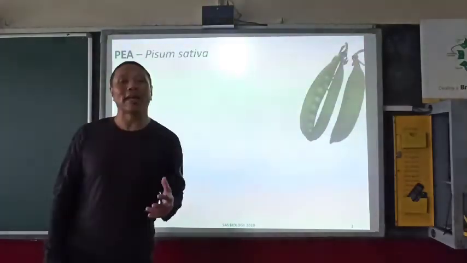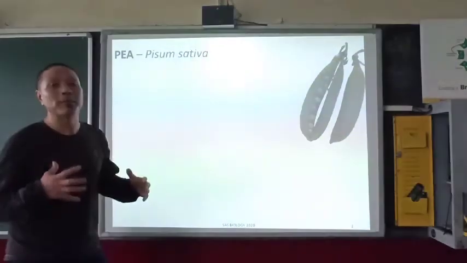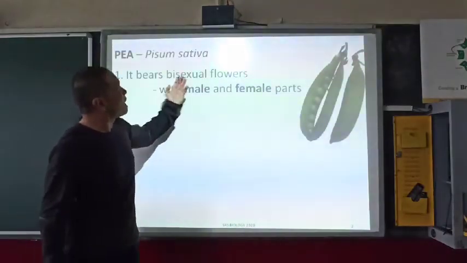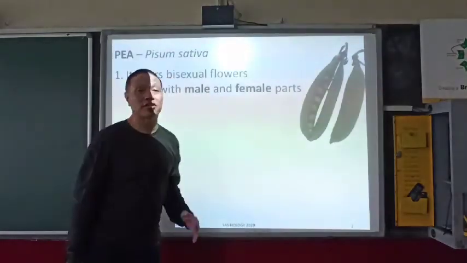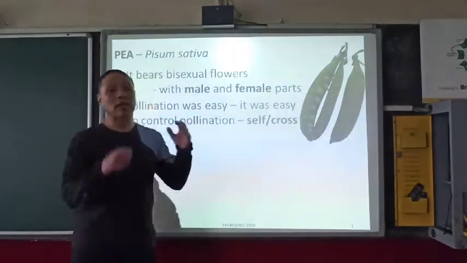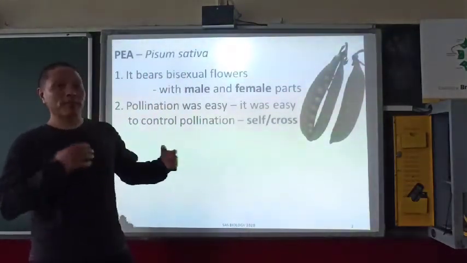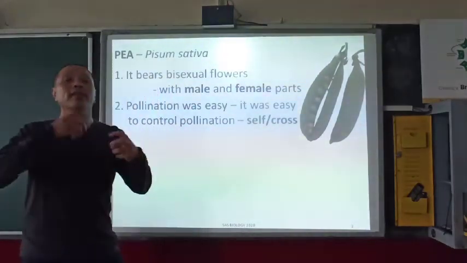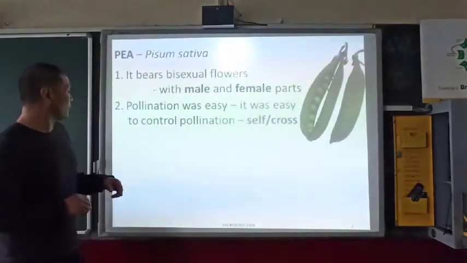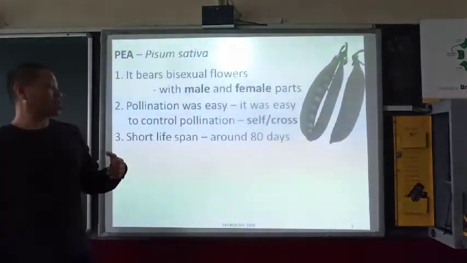He chose the pea plant because of several reasons. This pea plant has special features which enabled him to come to his deductions. First one, it bears bisexual flowers, meaning it has the male and the female parts in it. Second one, pollination was easy. It was easy to control pollination. Pea plants actually undergo self-pollination naturally, but he could also control cross-pollination. Thereby, he could transfer any type of pollen to the stigma of another flower. The third one, it has a short lifespan, so he could go over this year-wise.